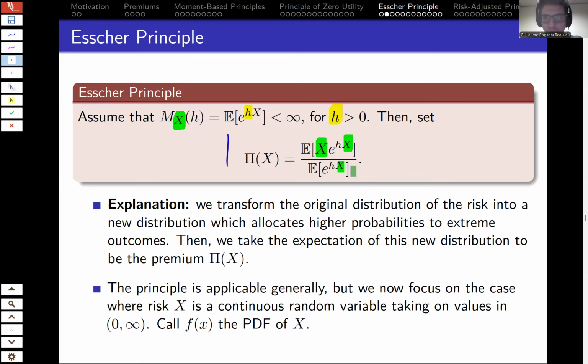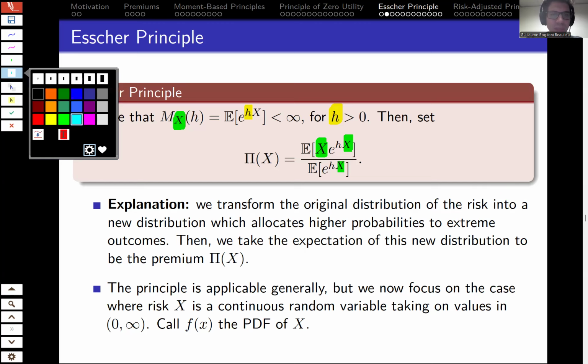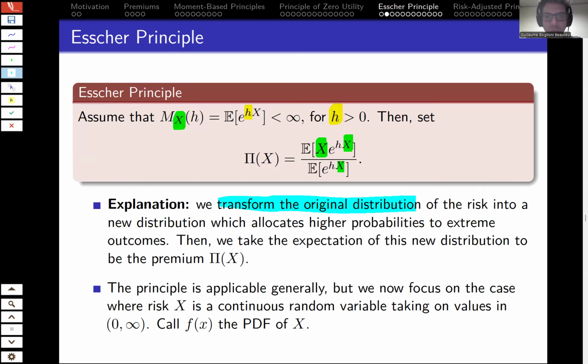We now spend a bit of time to try to understand why this principle makes sense. The global explanation is this. What we're doing under this principle is that we transform the original distribution of the risk, the original distribution of X, into a new distribution. This new distribution is riskier because it allocates higher probabilities to large outcomes. And then we take the expectation of this new transformed distribution, and this is the premium here, pi X.